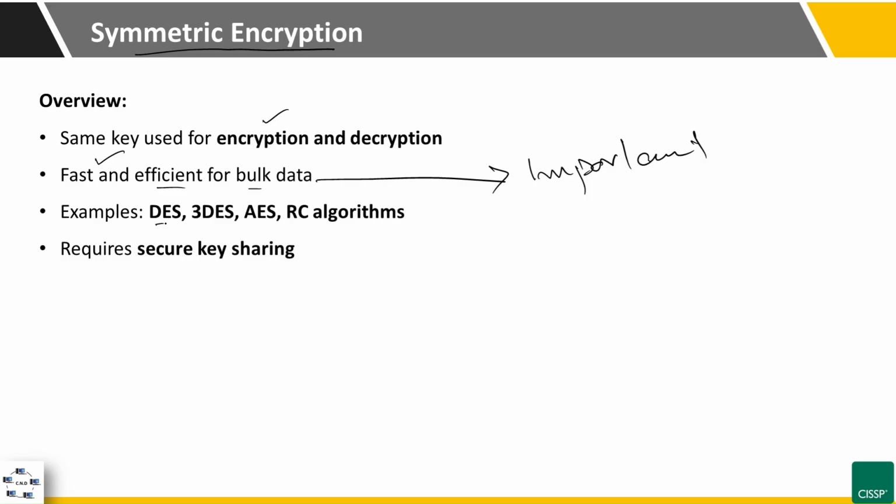DES is no longer used. Triple DES is also not recommended. The recommended standard for symmetric encryption is AES, Advanced Encryption Standard. But as we already studied, for symmetric keys, one important consideration is to securely share the symmetric key between the two parties. And for this, we then use asymmetric or public key encryption.